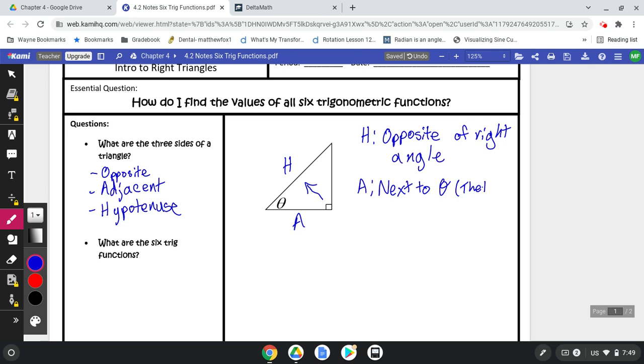So next to theta. That's how you would spell it, but we'll use the symbol. And then finally this side is O, the opposite, because it is opposite of theta. Another way to think about opposite is it's the side of the triangle that does not make up angle theta. So it's opposite of theta.